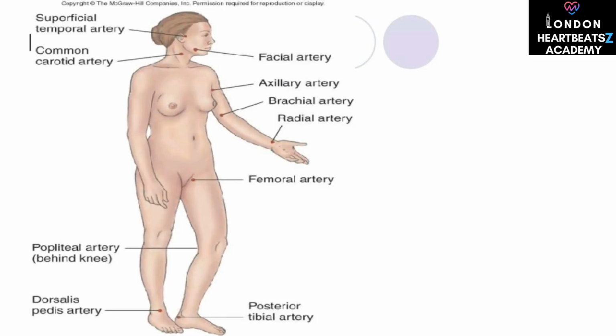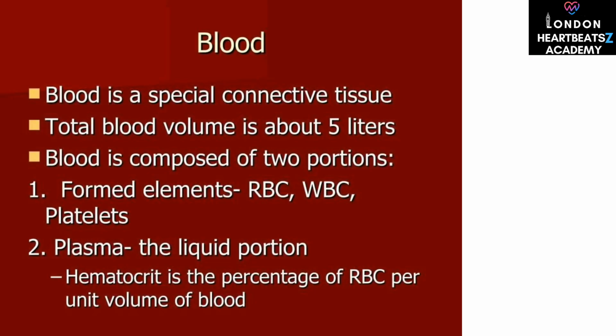This diagram of fetal circulation shows the connection between the mother's and baby's blood supply via the placenta and the various shunts that bypass the fetal lungs and liver. Blood is composed of plasma and formed elements: red blood cells, white blood cells, and platelets. Red blood cells carry oxygen. White blood cells fight infection. Platelets are essential for clotting.